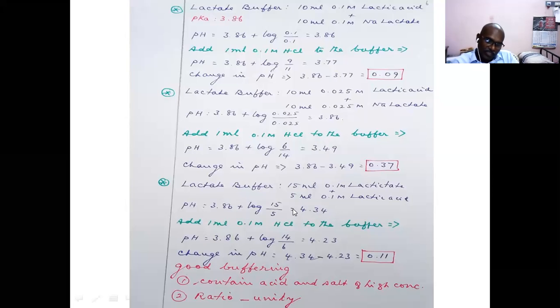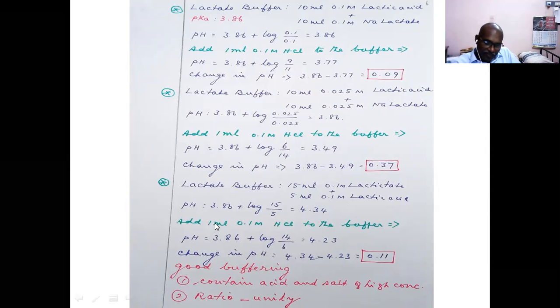So 4.34 is the original pH value of the buffer that we have made by adding 15 ml of 0.1 molar sodium lactate to 5 ml of 0.1 molar lactic acid. Now to this buffer, I am adding 1 ml of 0.1 molar HCl solution. What will happen? This 1 ml of 0.1 molar hydrochloric acid will consume 1 ml of sodium lactate and it will generate 1 ml of lactic acid. Therefore, the new ratio will be 14 by 6.